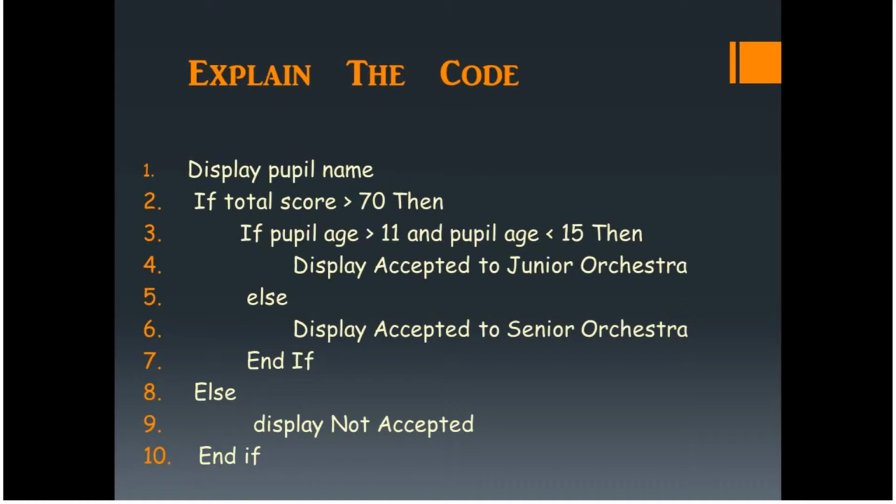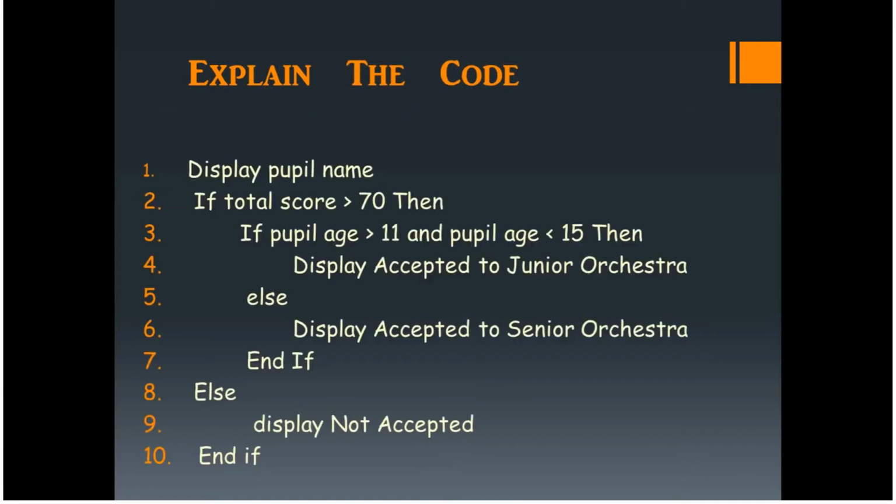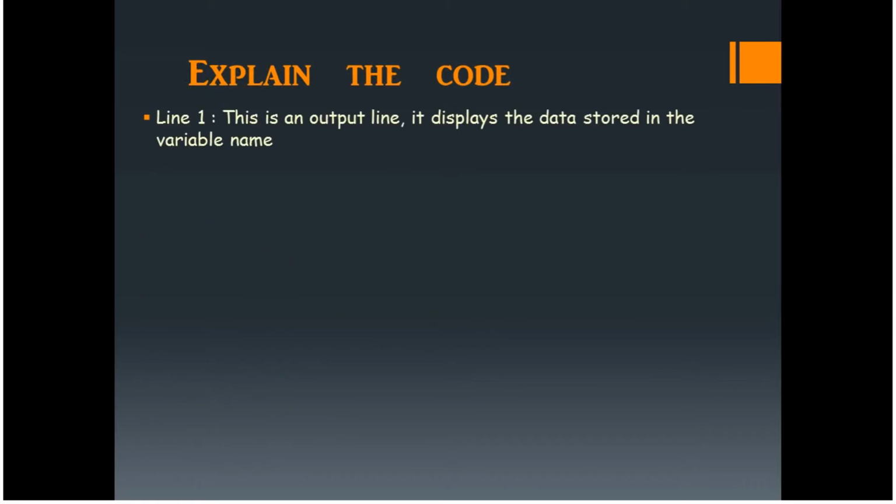So this is what we have to work through. My total score is 76, my pupil's age is 14. You should be able to see straight away what it is that's going to be displayed on the screen, but you've got to talk about how you get there. Line 1. This is an output line. Let me jump back. Display pupil name. This is an output line. It displays the data stored in the variable name. I'm still talking about data. I'm still talking about variables.